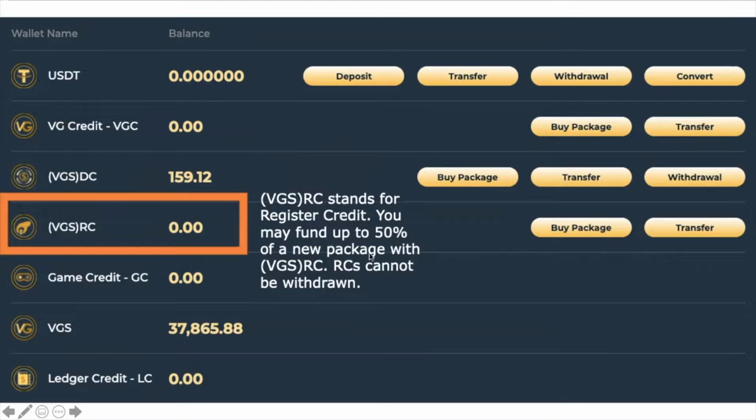VGS RC, which stands for VGS registered credit. Just like with the DCs, you can actually fund up to 50% of a new package with VGS RC. However, RCs cannot be withdrawn. If you look on the right side, there is no withdrawal button for RCs, only for DCs. So keep that in mind. RCs are used mainly just as a subsidy and they can't be withdrawn from the system.